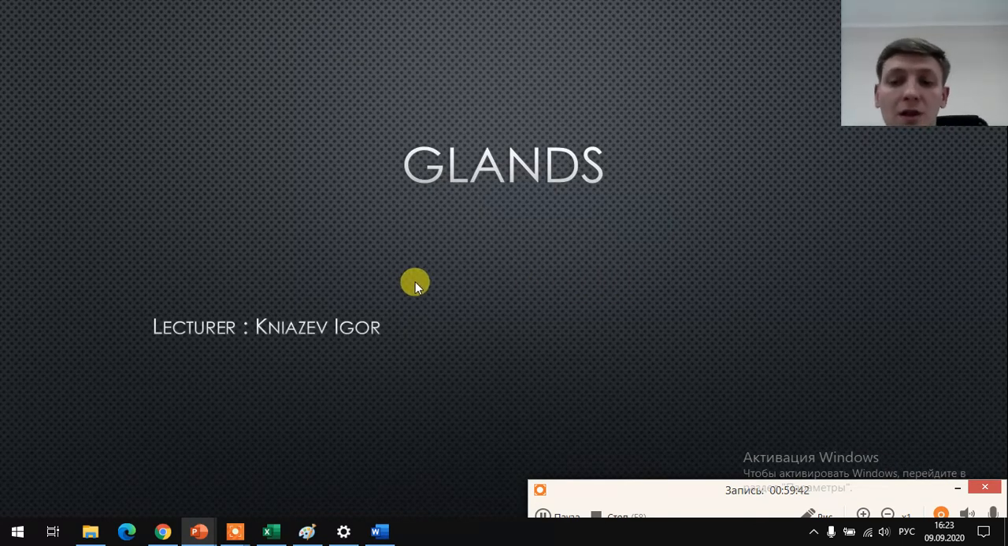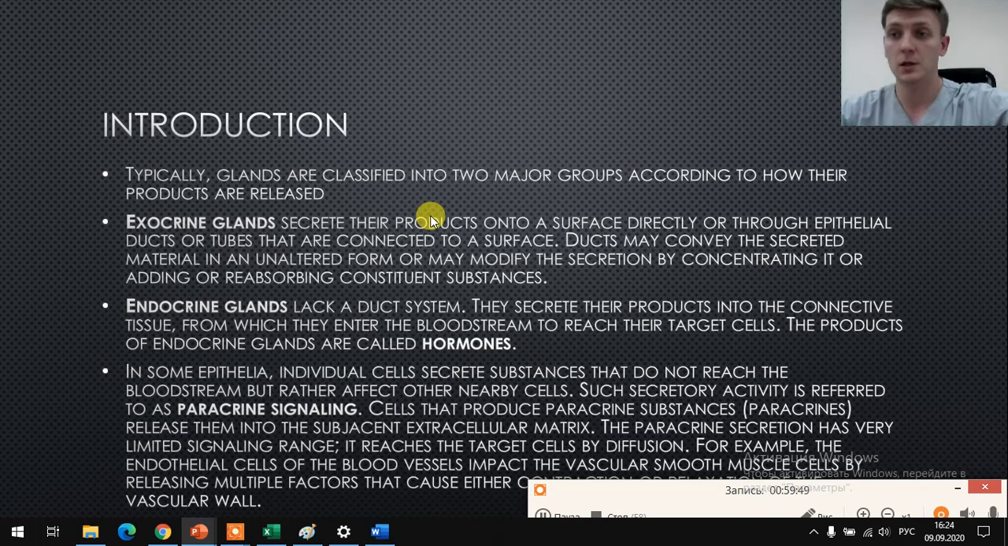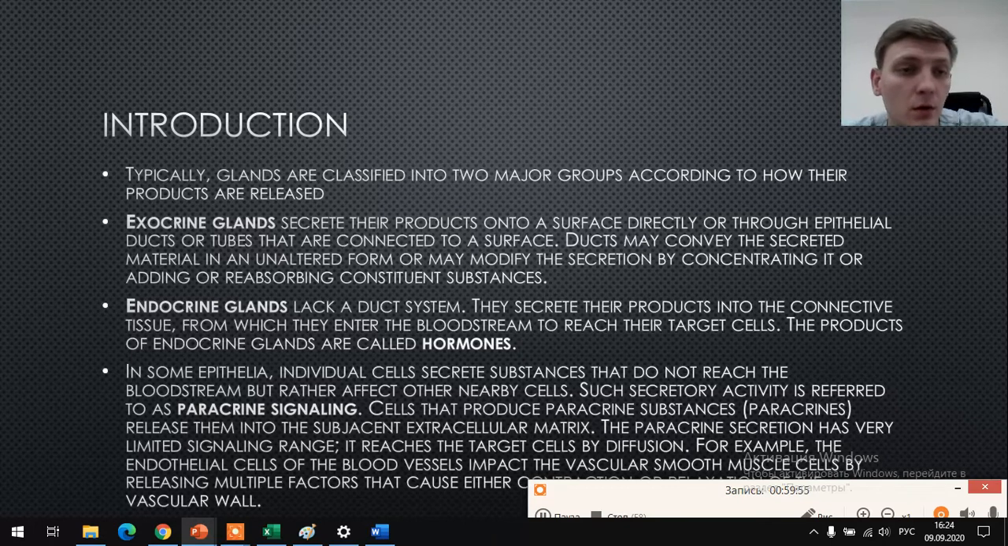This lecture is about glands. As I noted before, glands are composed of epithelial tissue, and we have different types of glands. By function they are divided into two types: exocrine glands and endocrine glands.